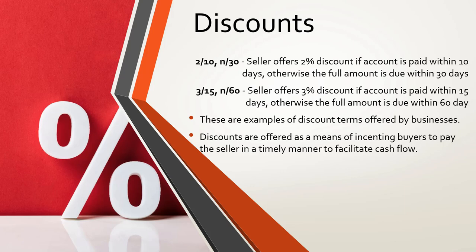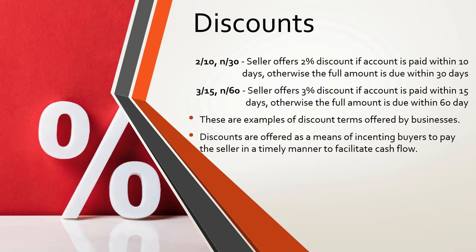The one below it, highlighted, 3/15, N/60, would be termed as 3/15 net 60. In other words, if you pay us within 15 days, you can take a 3% discount. Otherwise, the full amount is due within 60 days. So these discounts offered by suppliers are to incent buyers to pay them on time or early.